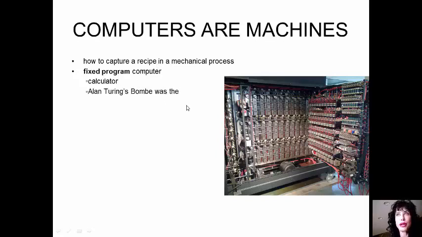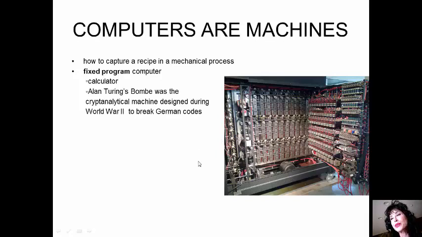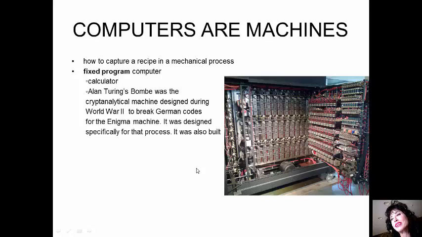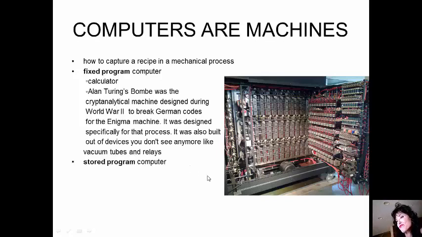Another fixed program computer on a much larger scale was Alan Turing's Bombe. That was the cryptanalytic machine, which is shown in a picture on this slide here, designed during World War II to break German codes for the Enigma machine. It was designed specifically for that process. It was also built out of devices you don't see anymore, like vacuum tubes and relays.